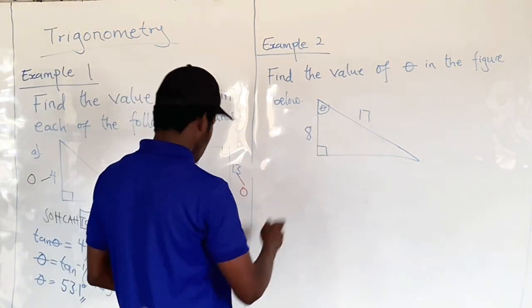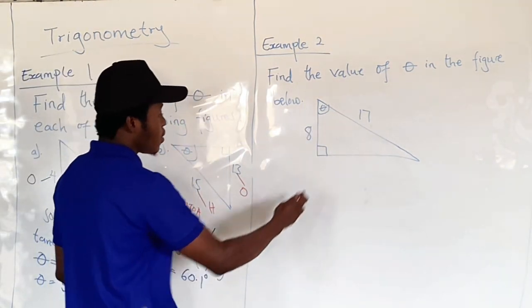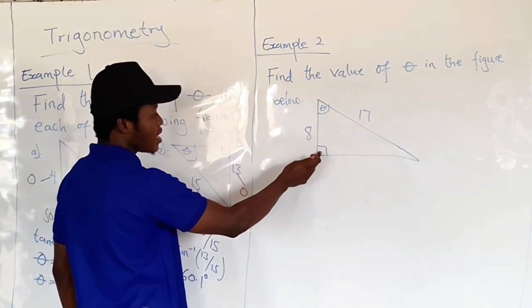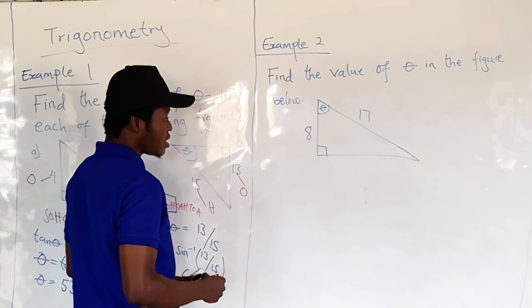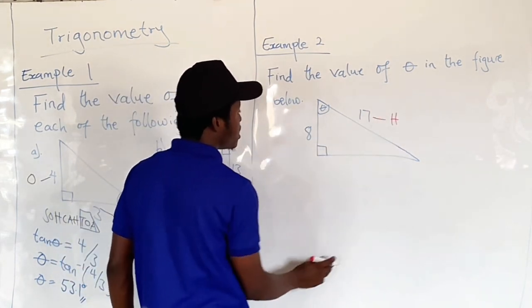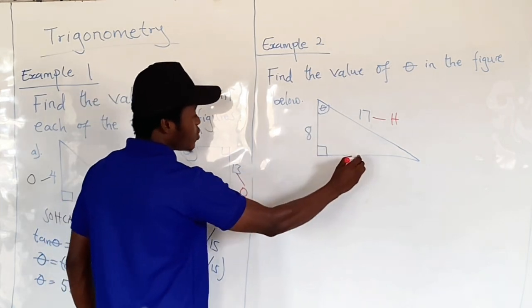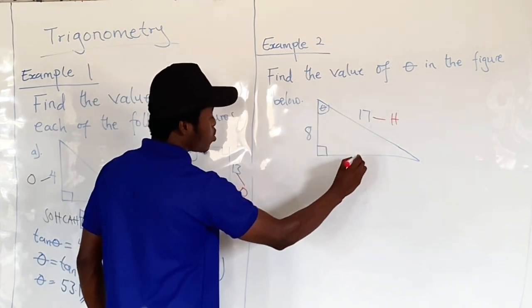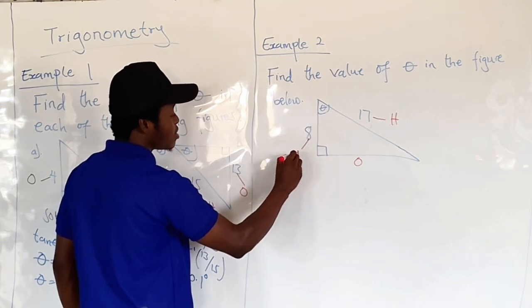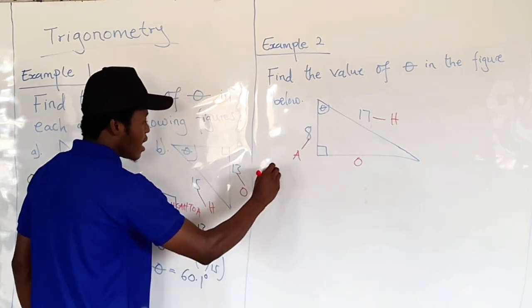We are to find the value of theta here. This is the right angle. 17 is opposite to the right angle. And because of that, 17 is the hypotenuse, H. This side is opposite to the angle theta, so here is O, opposite, and 8 is beside the angle theta, so is A, the adjacent side.